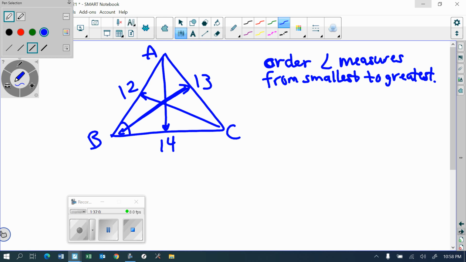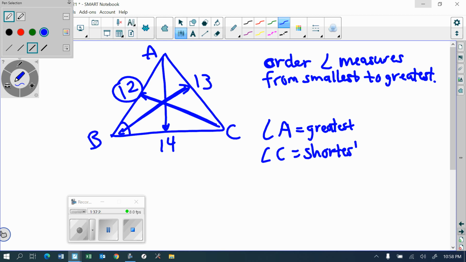So which is the longest side? 14 is. So that means angle A is the greatest. Which is the shortest? 12 is the shortest, and that maps up with C. So C is the smallest, and therefore B is the middle. It says to go from smallest to greatest, so it'd be angle C, angle B, angle A. That'd be your answer.